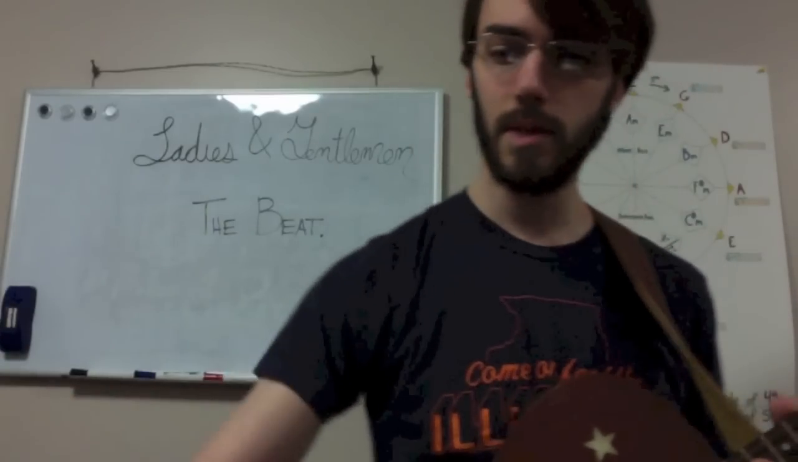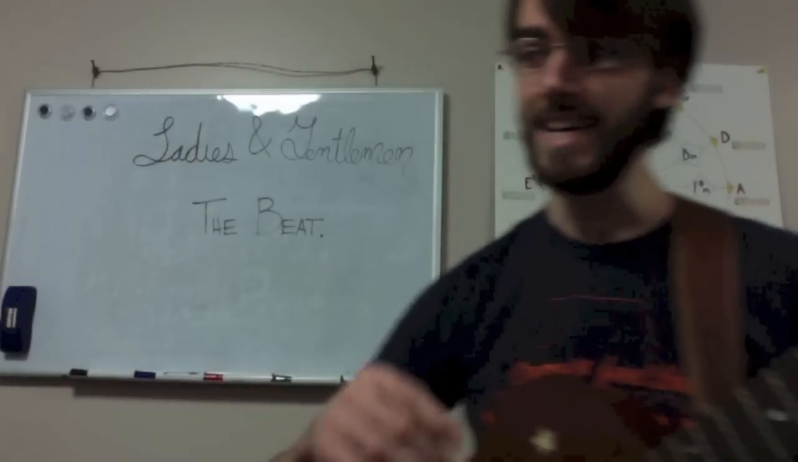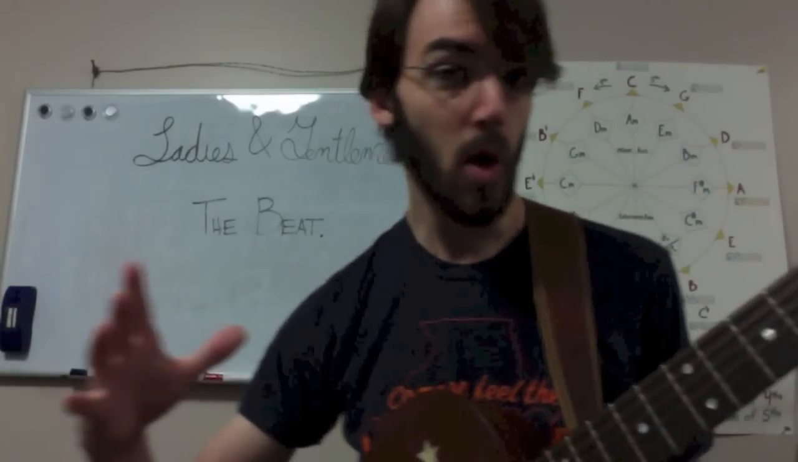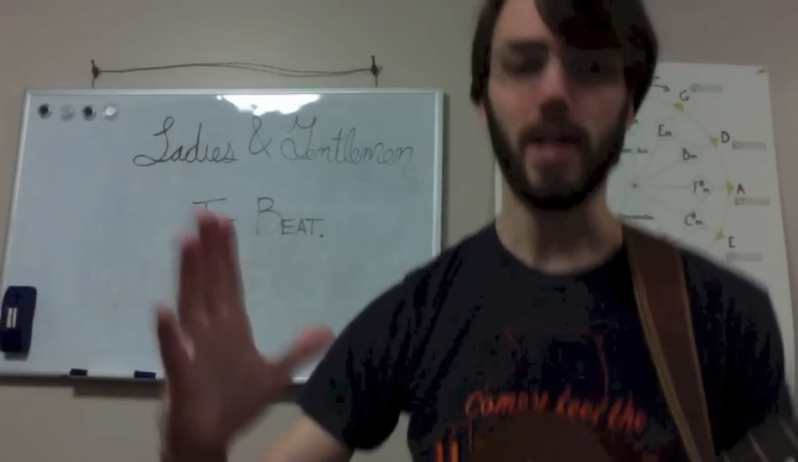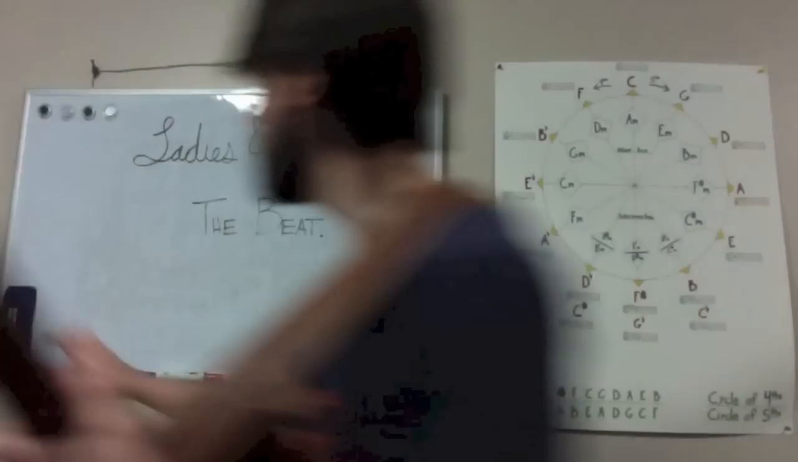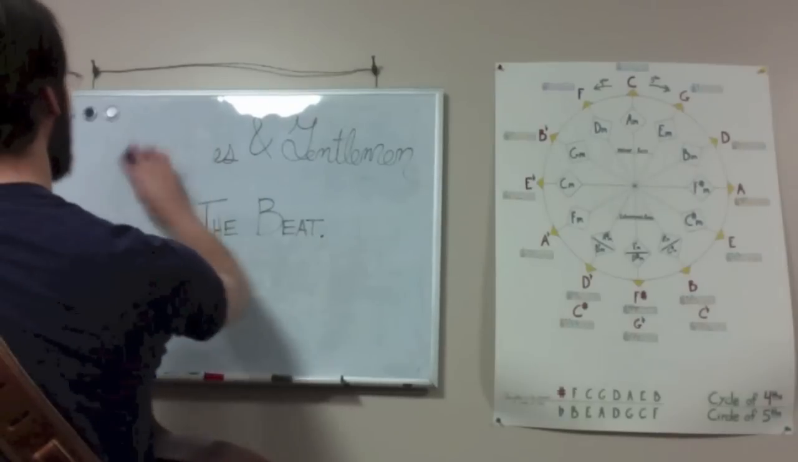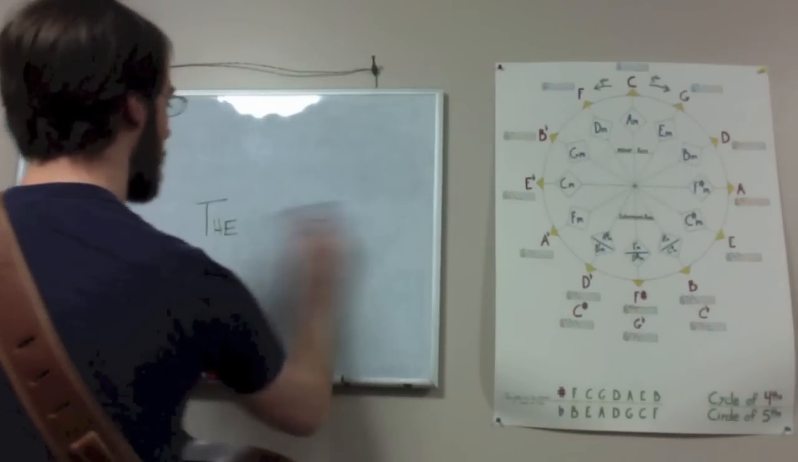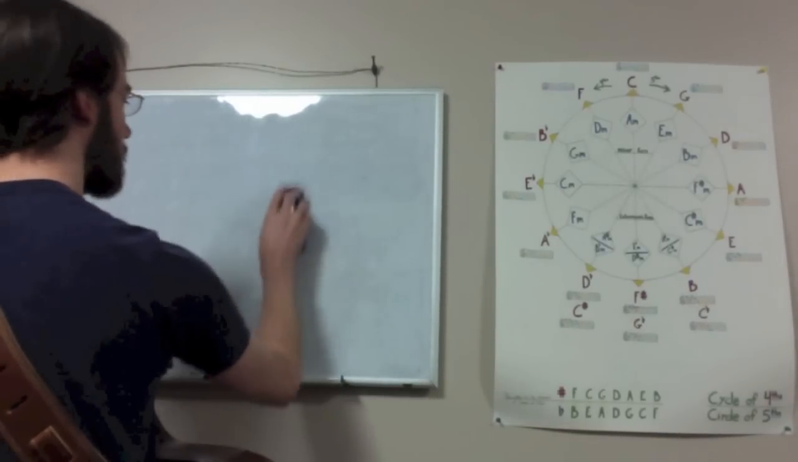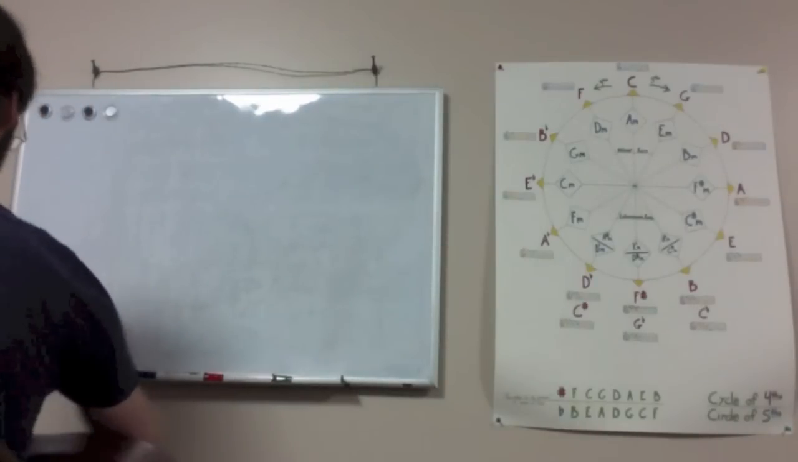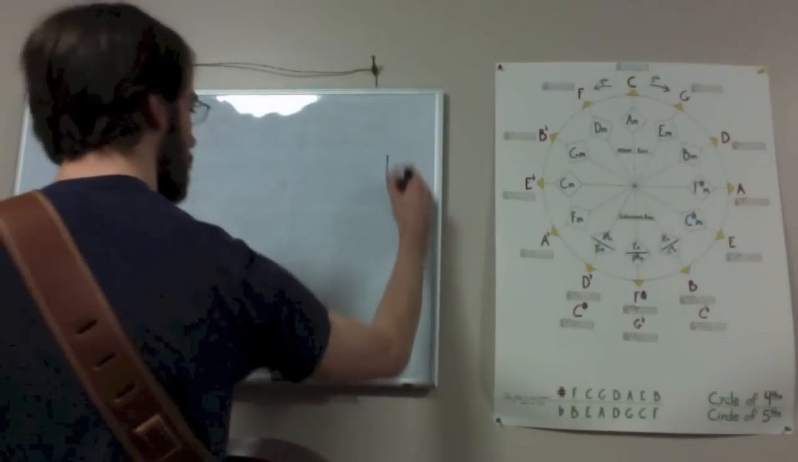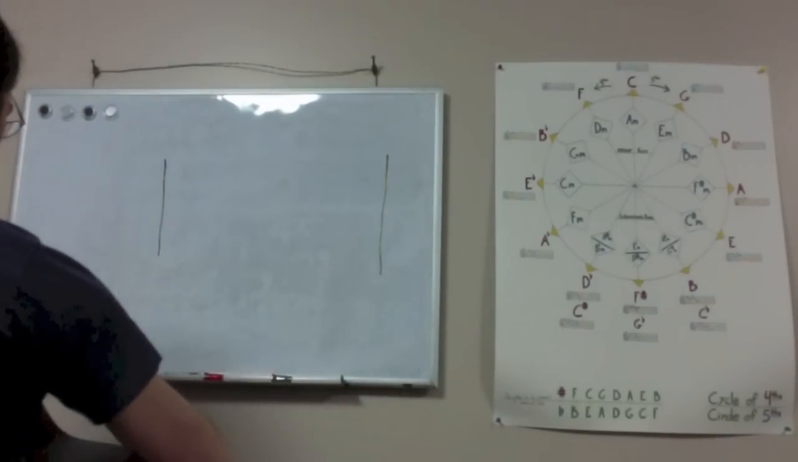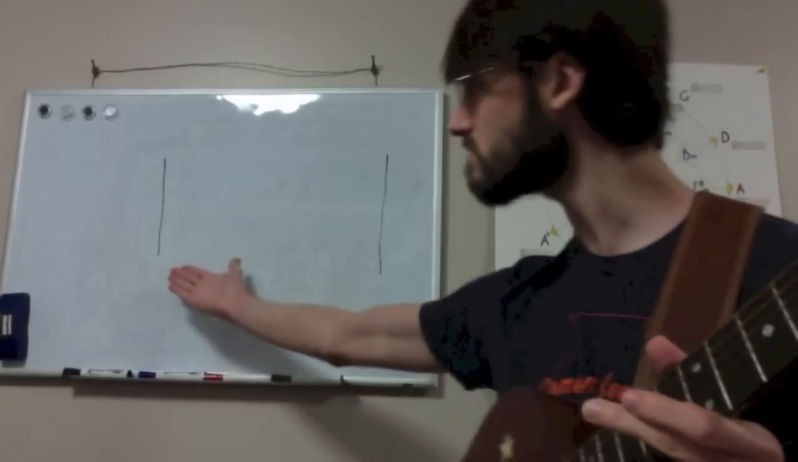So, first thing we need to be able to do is we gotta take these beats that we're hearing, this pulse of the music, and we gotta organize it somewhat. Alright, so what we're gonna do, we're gonna take this beat and we're gonna organize it into something called measures. Alright, a measure is a space. Pretty easy, right? There's a space.